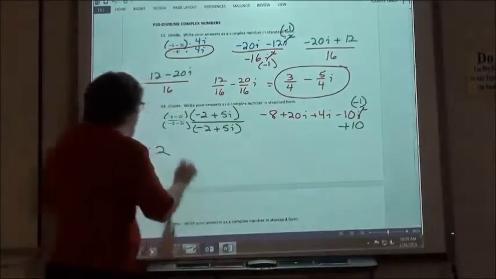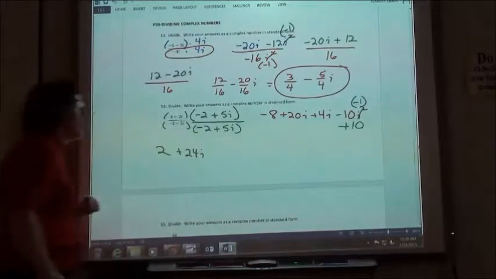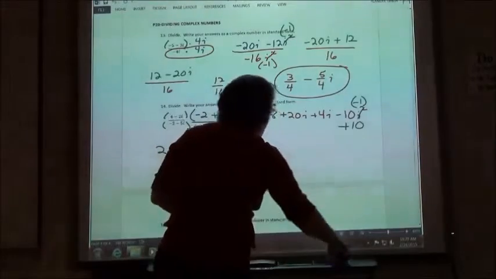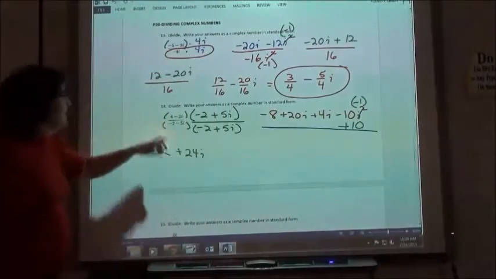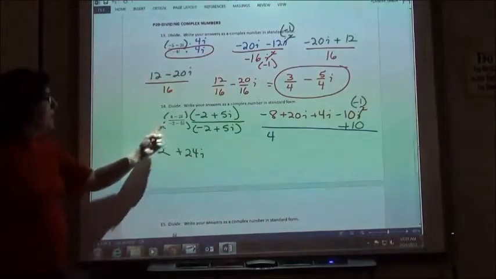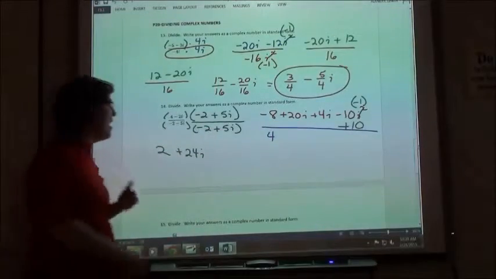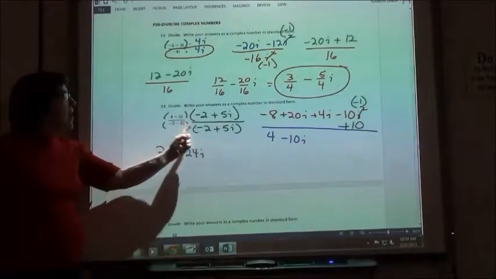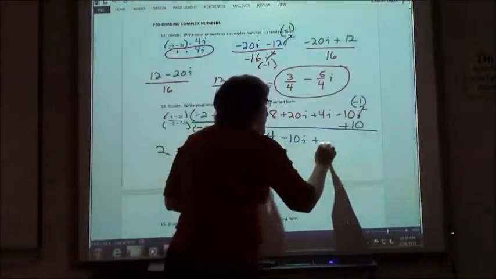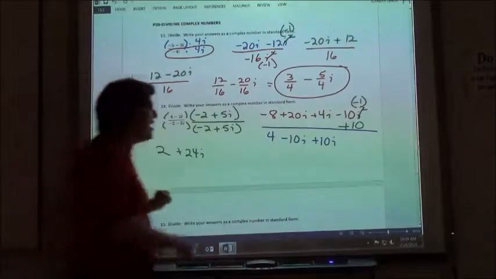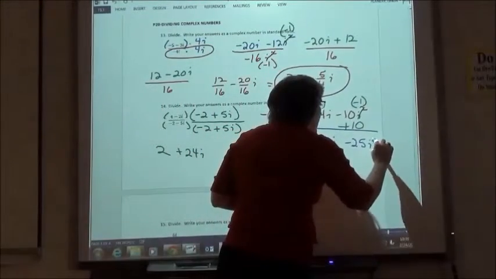20i plus 4i, which is 24i. Okay? So just FOILing it out like we did on those previous problems. Now we have to FOIL out the bottom part. So, negative 2 times negative 2, positive 4. Negative 2 times a positive 5i would be negative 10i. Negative 5i times negative 2, positive 10i. Negative 5i times a positive 5i, negative 25i squared.